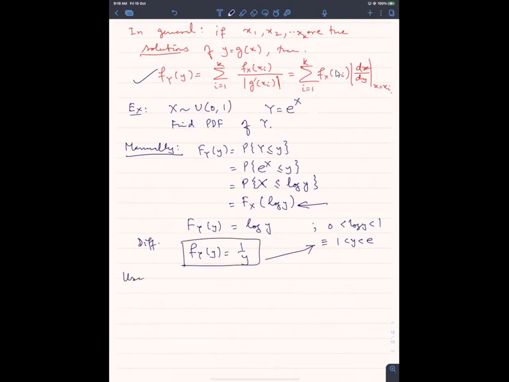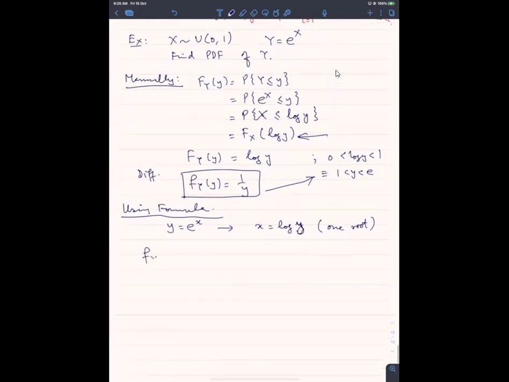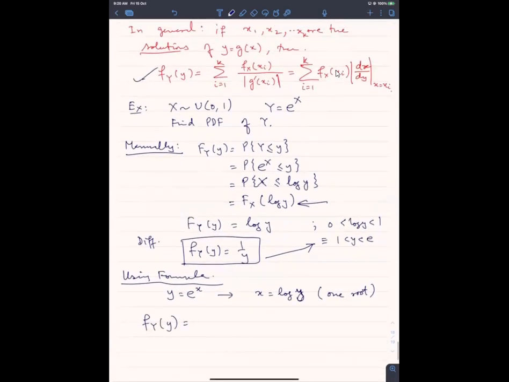Okay, using formula use करते हैं, ये वाला. कितने रूट्स हैं इसमें, कितने सॉल्यूशंस? y is equal to e to the power x, which means x is equal to log y. Just one root, एक ही रूट है, एक ही सॉल्यूशन है इसका, x is equal to log y. इसके अलावा और कोई सॉल्यूशन नहीं हो सकता. So आपके पास fy of y using this formula is summation i is equal to 1 to k. तो एक ही है तो इसमें summation की जरूरत ही नहीं है.